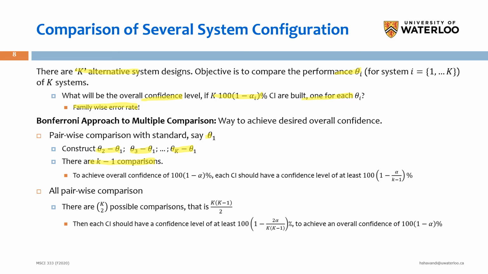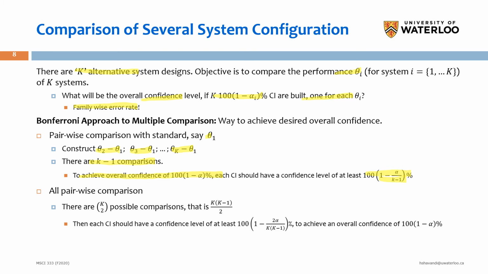So we'll have k minus 1 comparisons. Okay, so let's say we want to achieve the overall confidence of 1 minus alpha, the family-wise confidence level for all k minus 1 comparisons. In order to reach this, we need the confidence interval for each comparison to have this confidence level. So we need to divide the alpha by k minus 1.